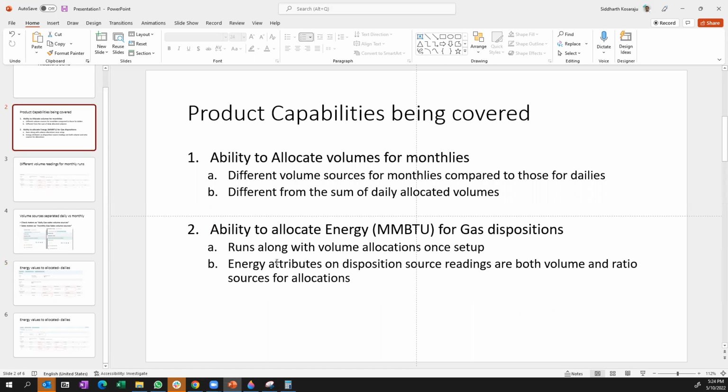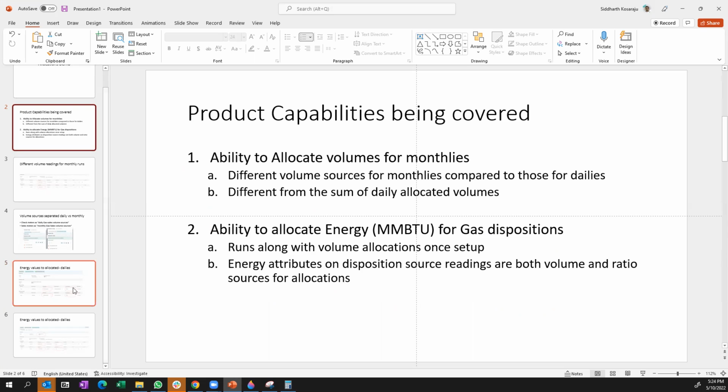Hi, everyone. Now I'm going to walk you through the second capability which we have added to the allocation product, which is the ability to allocate energy in parallel to allocating volume for any of the gas dispositions for both monthly and daily allocations.